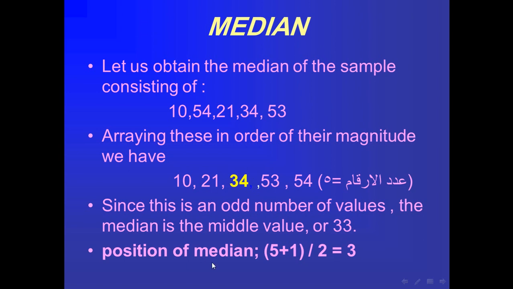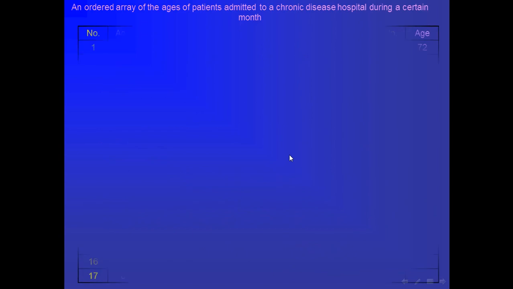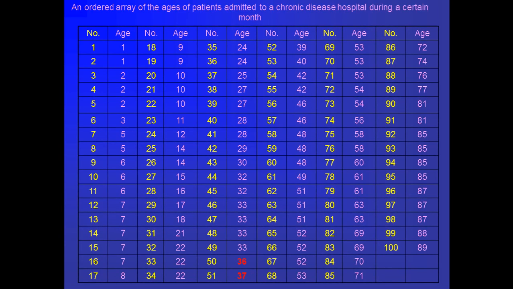What about the position? Do we know the position? We have to calculate the numbers given. There are 5 numbers, and we have to add 1. 5 plus 1 and divide by 2, it is equal to 3, so it is the third number. This is how to check the median.